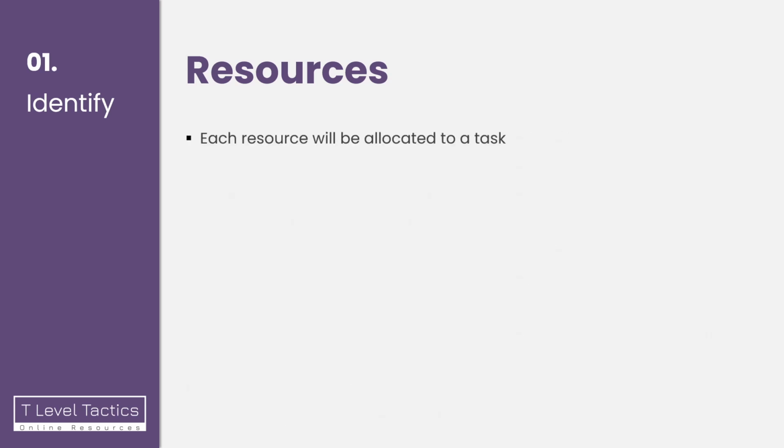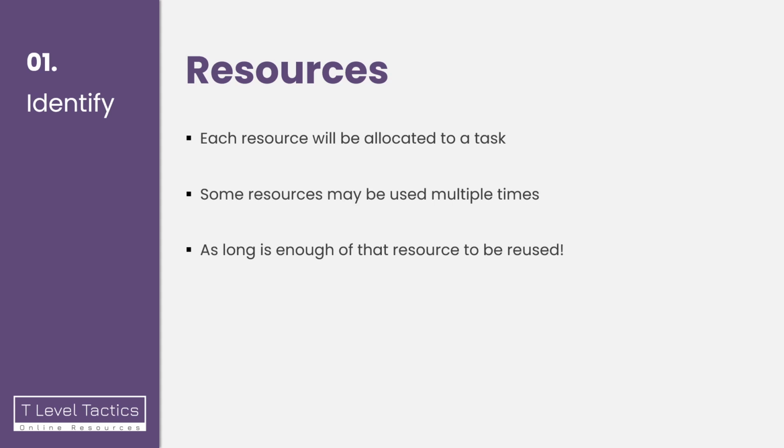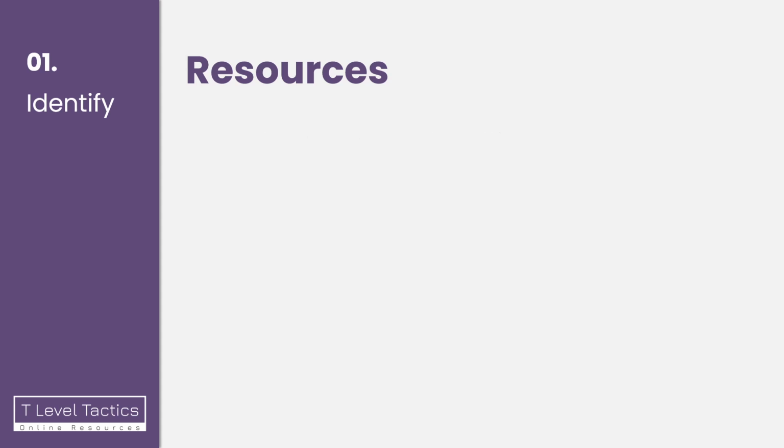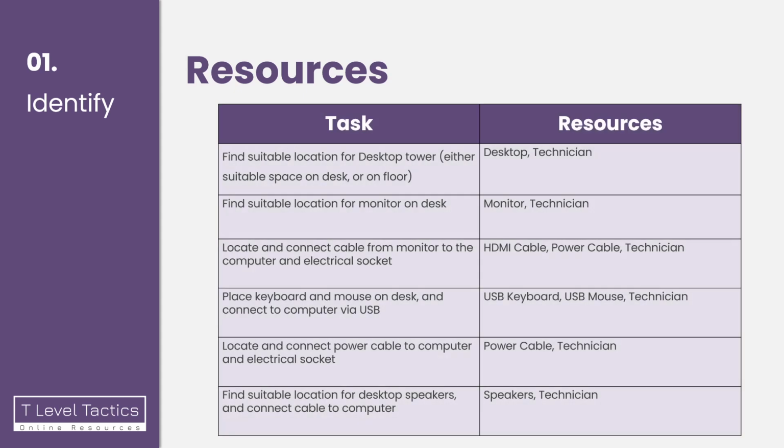Each resource will be allocated to a task, and some resources may be used multiple times, as long as there's enough of that resource to be reused. And it might look a bit like this. We can see we've got our list of tasks from before on the left-hand side, and on the right, we've got our resources used for each task. You can see the technician is being used for every task, and of course some of the other ones are only used once.